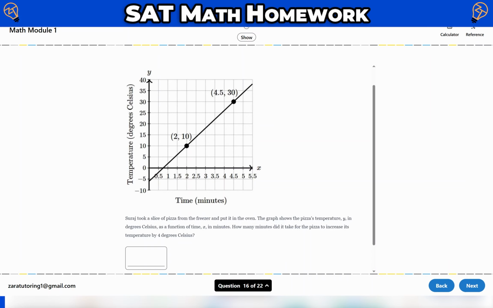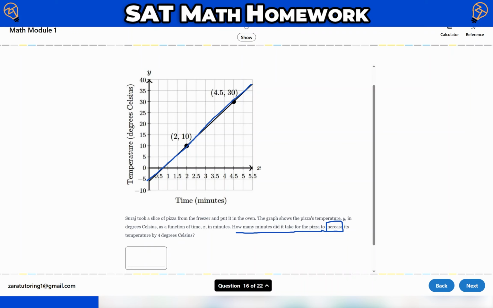Now here we have a linear function clearly graphed for us right along this plane. And we also have this specific wording of how many minutes did it take for the pizza to increase. So whenever you see a rate of increase or decrease, we know we're talking about a slope or an average rate of change. Those are synonyms.